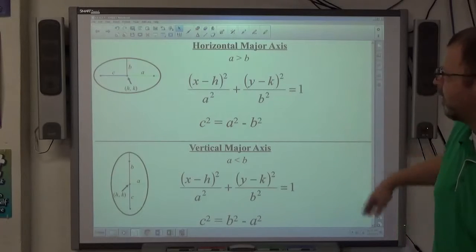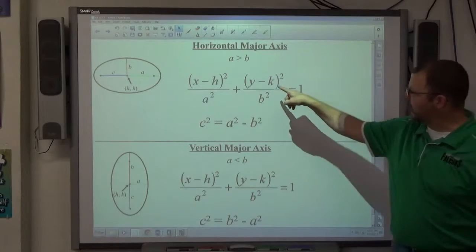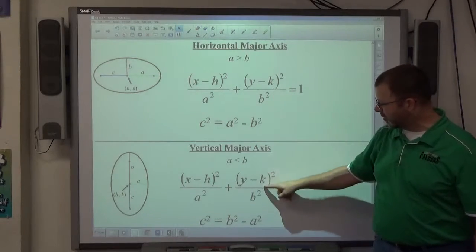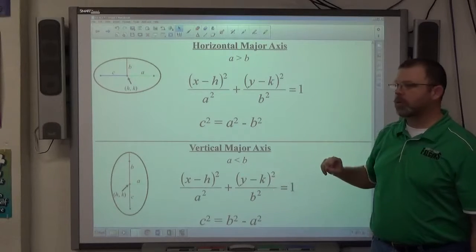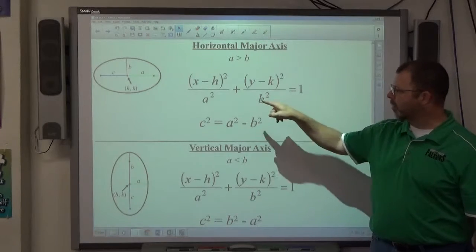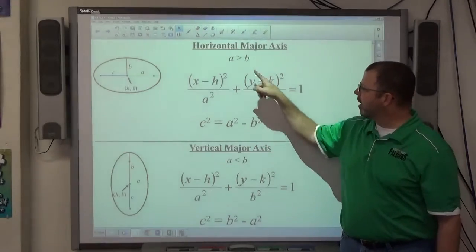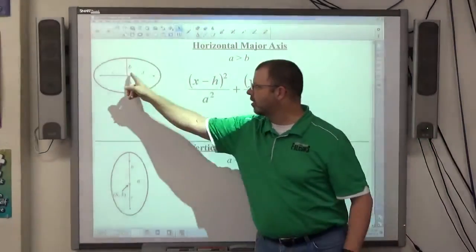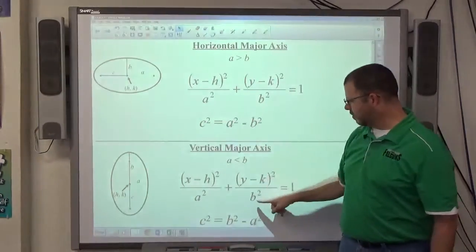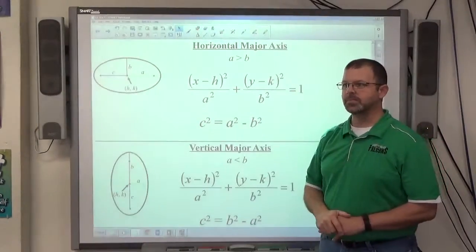All right, up on the board I've got the standard form of the equation of an ellipse, and notice it's exactly the same formula whether it's vertical or horizontal. The difference is whether A or B is bigger. A is always under X, B is always under Y. If A is bigger, X is longer, so it's horizontal. If B is bigger, then Y is longer, so it's vertical.